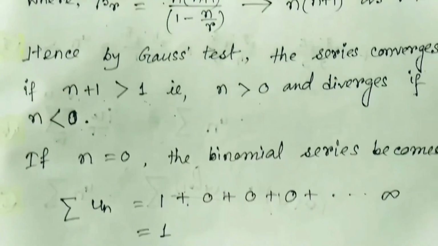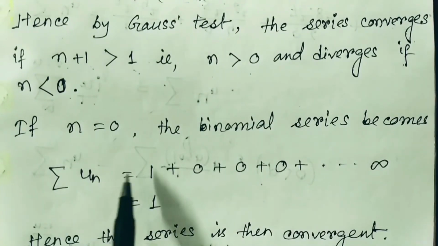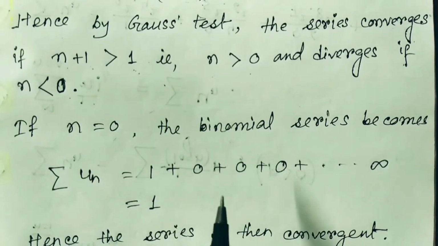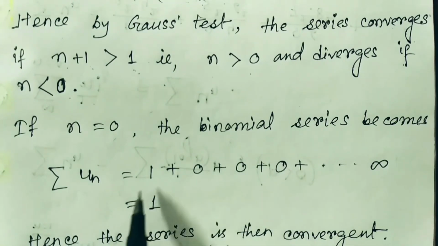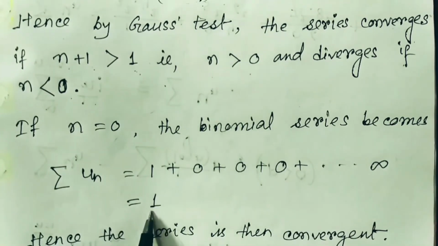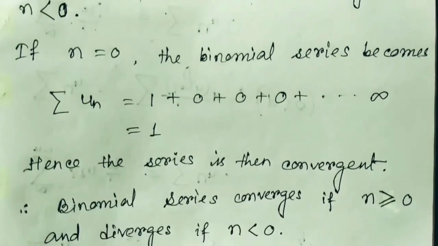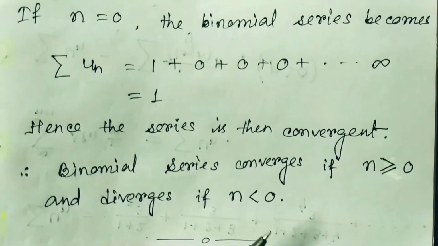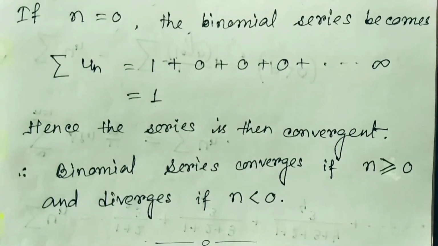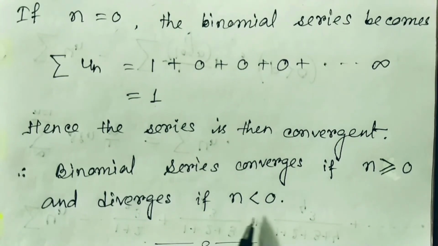When n is exactly 0, then what happens? In this binomial, if we substitute n equals 0, we will find all the terms contain the factor n, so except the first term, all the terms are 0. If we take this summation, we will find the value is 1, which is a finite value. Hence, we can say the series converges. So finally, we can conclude that the binomial series converges if n is greater than or equal to 0 and diverges if n is less than 0. And that is our proof.